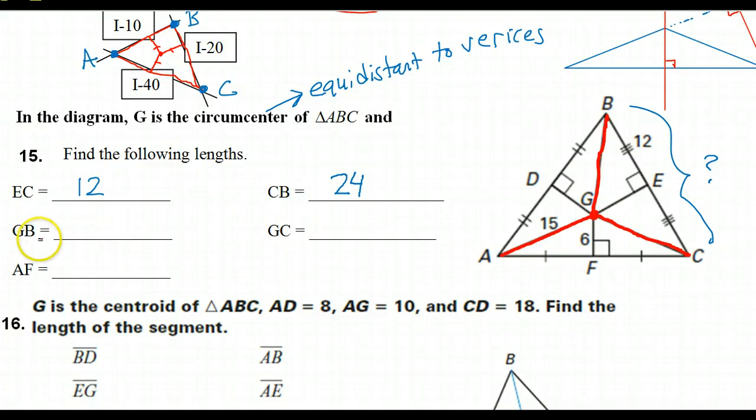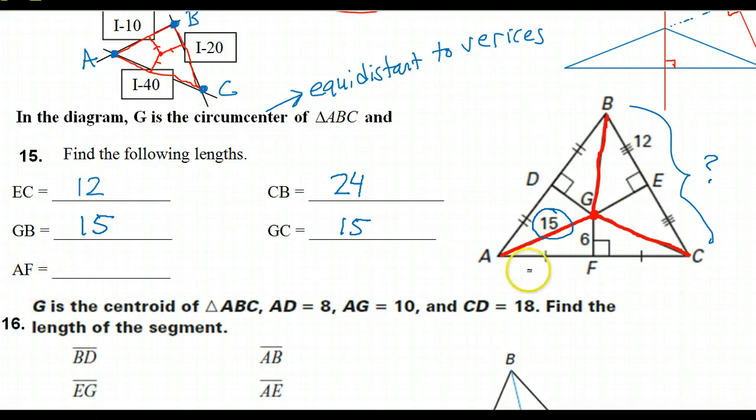Okay, what about GB? Look, GB is one of my red distances. And since all three of these are the same, since it's equidistant to the vertices, if I know one of them, I know all three. Do I know any of these three red lengths? Well, yes, I do. I've got the 15 right here. If AG is 15, all three red lengths here are 15, including BG. So GB is going to be 15. What about GC? Same thing. That's another one of these red arms. GC should also be 15.